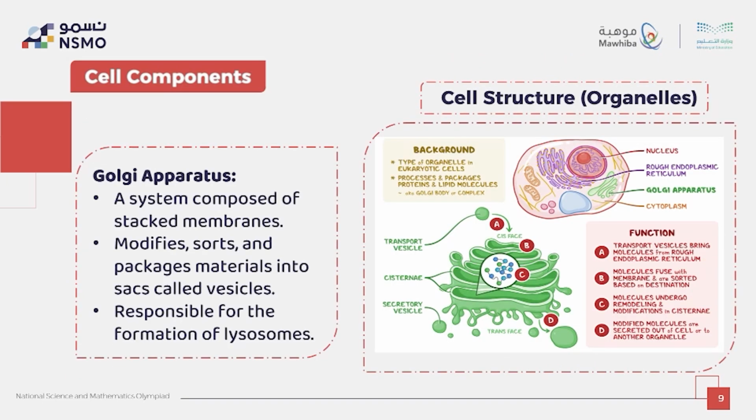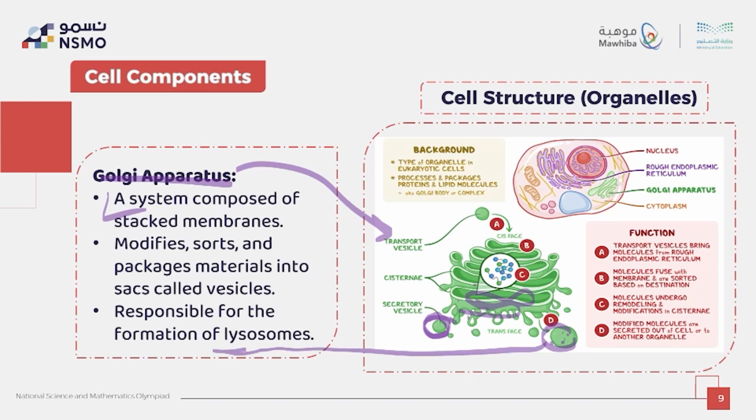The second organelle we'll talk about is the Golgi apparatus. See it in this figure. It's a system composed of stacked membranes. It modifies, sorts, and packages materials in sacks called vesicles. This is called vesicles. And these vesicles, after that, will form lysosomes.